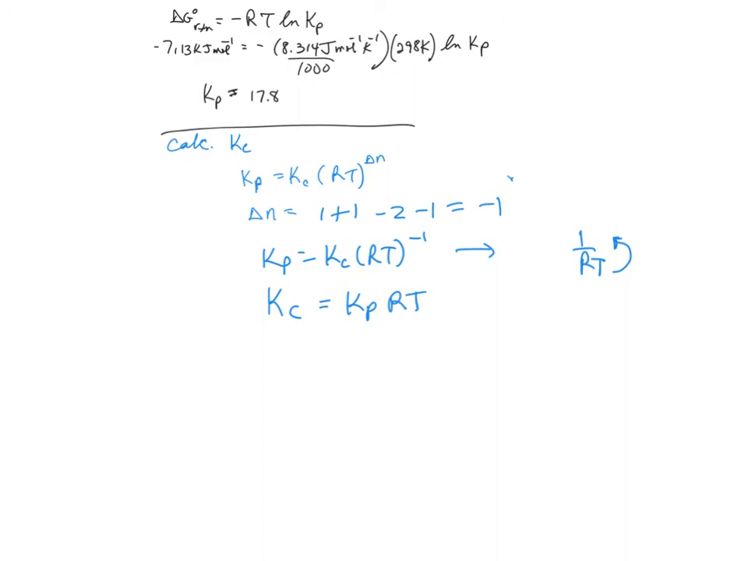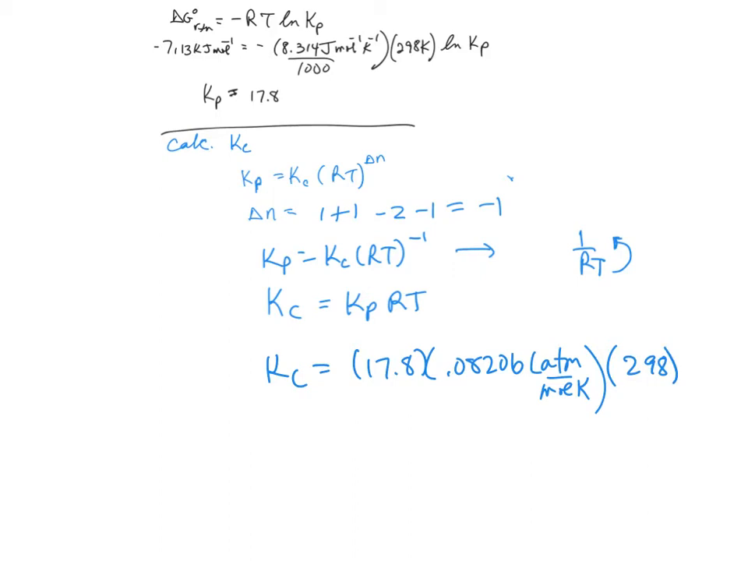In our case, delta N is negative 1. So now we can plug in the numbers here. We have 17.8 for Kp. R is going to be 0.08206 liter atmosphere per mole Kelvin. And this is one where the units don't work out at all. You just ignore them completely. Don't even put them in. I put them in kind of by habit, but it's better not to. Let's get rid of them. Long story, Kc then is equal to 435.